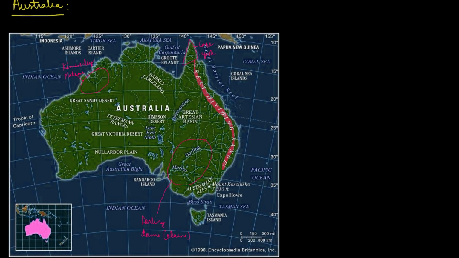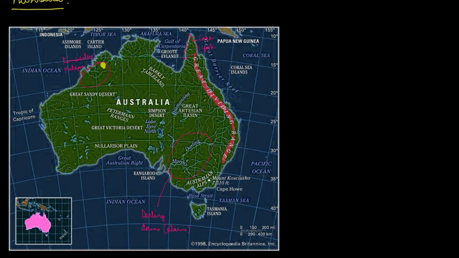So starting with the country Australia. In Australia, we have the Kimberley Plateau over here. This is the Great Dividing Range, as we have read in the previous video as well. This is a mountainous range. At the tip, or to the north of the Great Dividing Range, this is the Cape York.